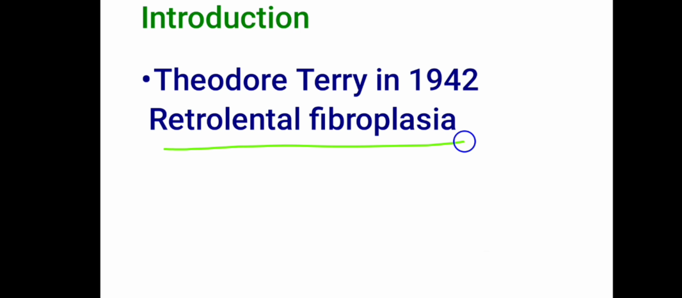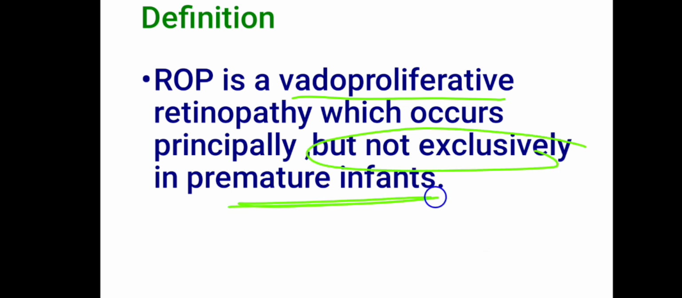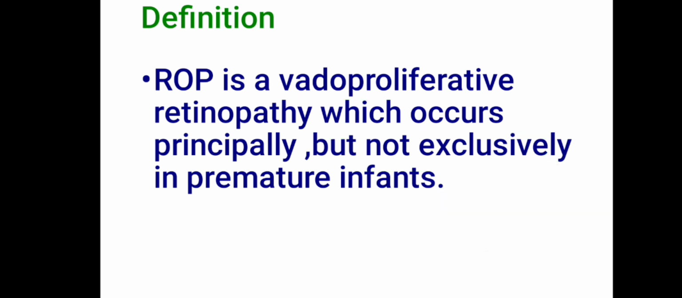But later, they found out that ROP goes through various stages, and this is the last stage where the child can have retrolental fibroplasia, and hence they renamed the condition retinopathy of prematurity. So coming to the definition of ROP, retinopathy of prematurity is a vasoproliferative retinopathy which occurs principally but not exclusively in premature infants. Though premature infants have a high risk of developing retinopathy of prematurity, even mature infants can also develop ROP in some conditions, which I will be explaining later.